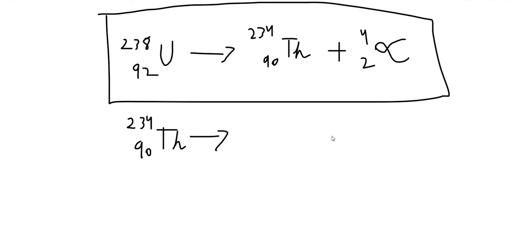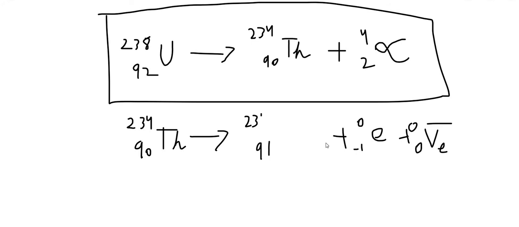And let's just say this undergoes beta minus decay. So for beta minus decay, we know that it's going to release an electron, -1, 0, and an antineutrino, 0, 0. So we have proton number 90 over here and proton number -1. Now our mystery element over here, whatever it is, must have a proton number of 91 in order to balance it out. But its mass number is just going to remain the same as 234.